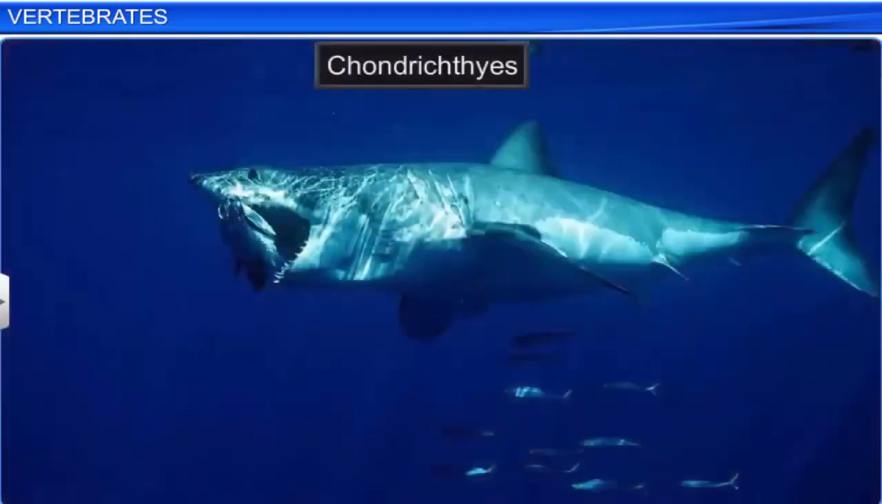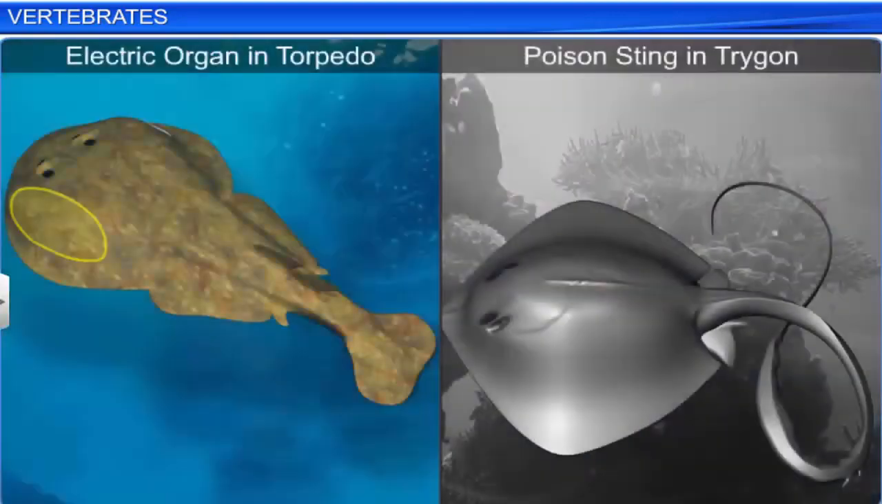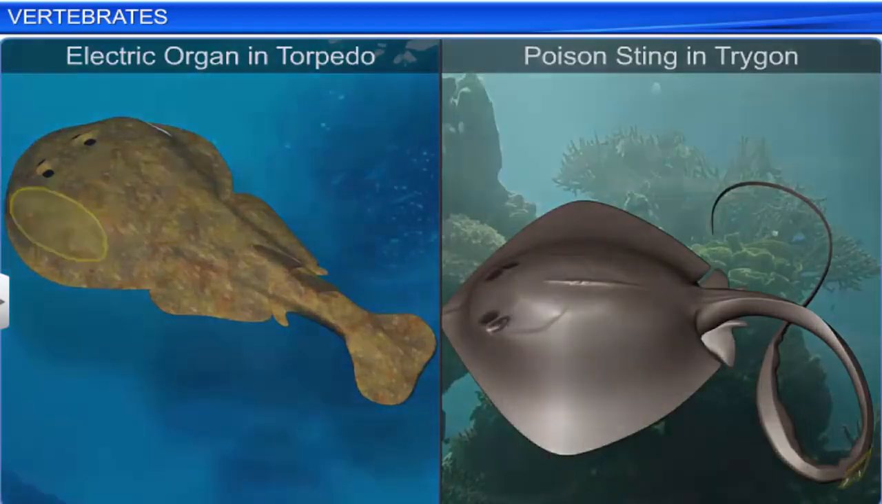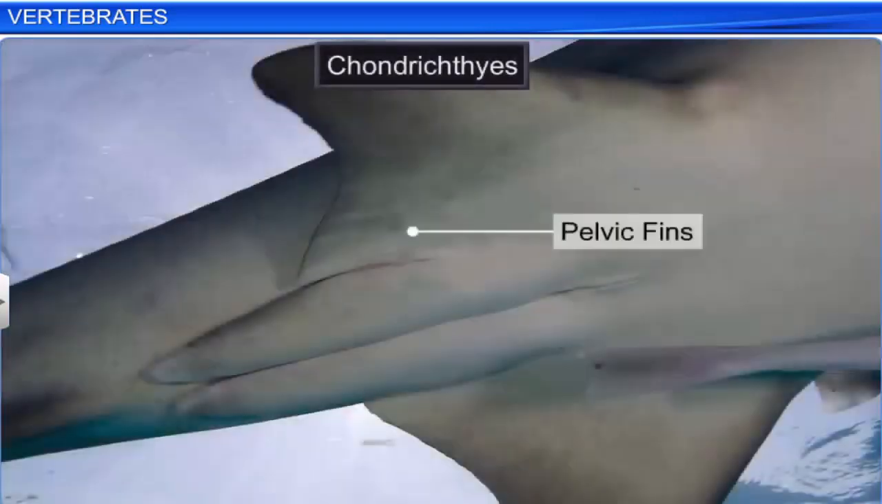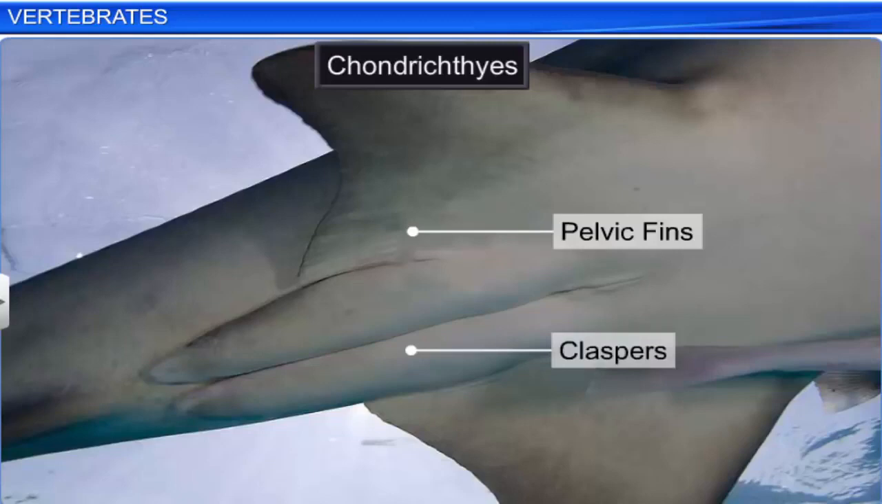They also have powerful jaws that make them good predators. Some of them also have an electric organ or a poison sting to protect themselves from predators. Chondrichthyes are dioecious and the pelvic fins in males have claspers.